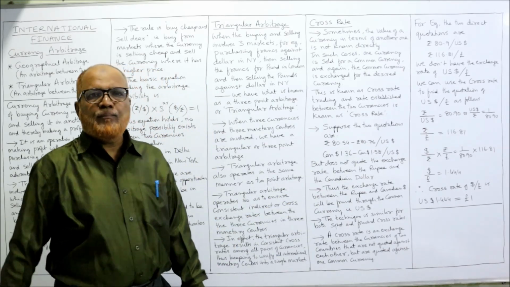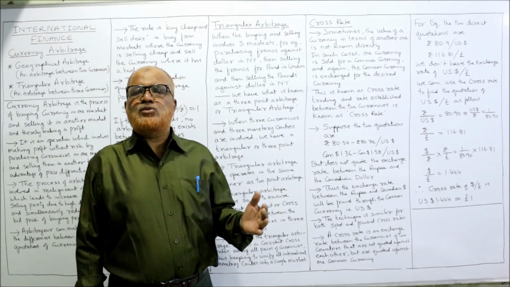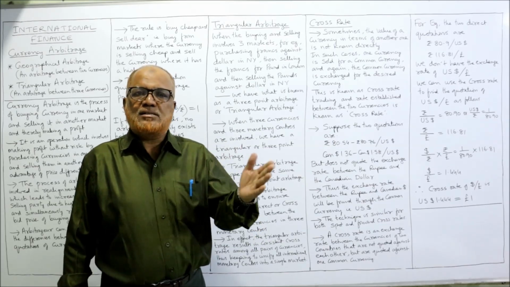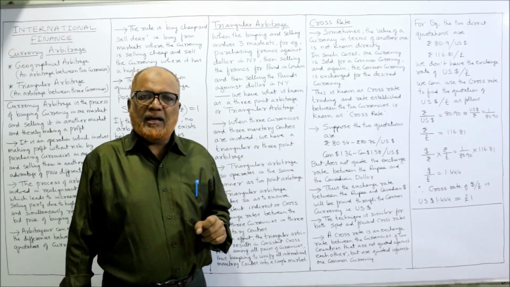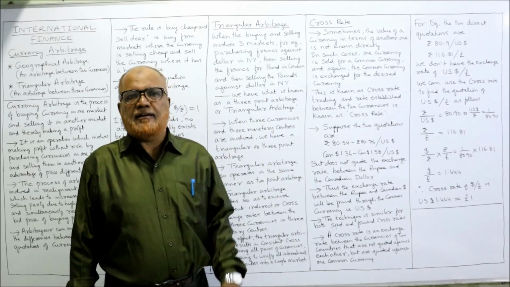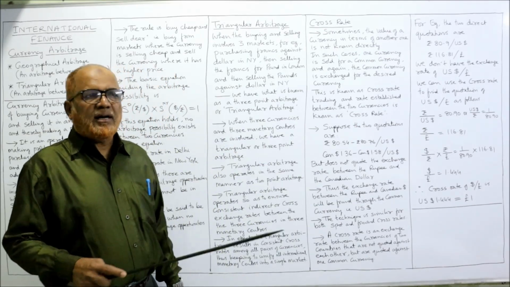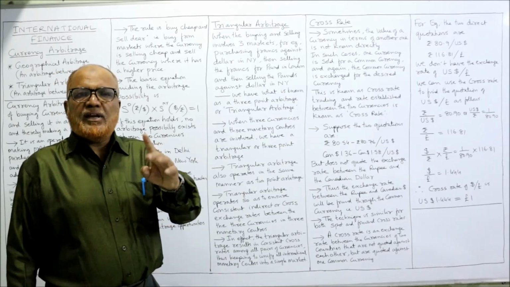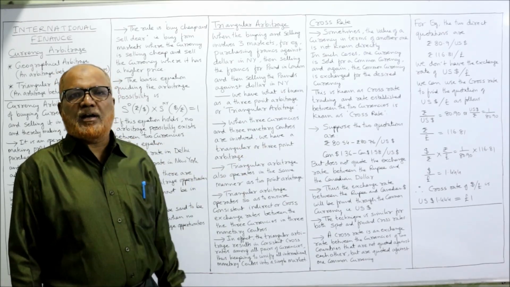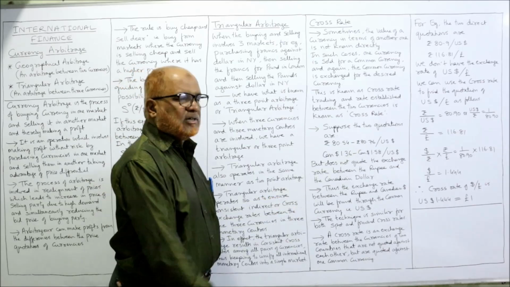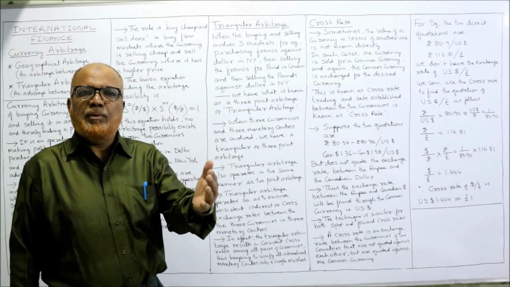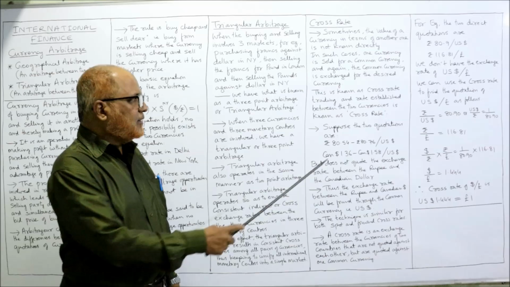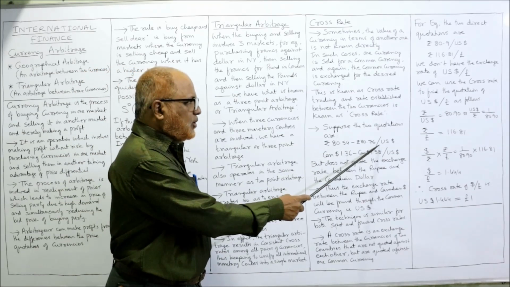Suppose the two quotations are rupees 80.54, rupees 80.76 per US dollar. Why are two rates given? Already in the previous video I have explained, quotations will be bid rate and ask rate. Bid rate is the buying rate and ask rate is the selling rate. The dealer will buy the currency at 80.54 per dollar, whereas the dealer will sell the foreign currency dollar at 80.76. So always the ask rate will be more than the bid rate. This is one quotation, rupees per US dollar.